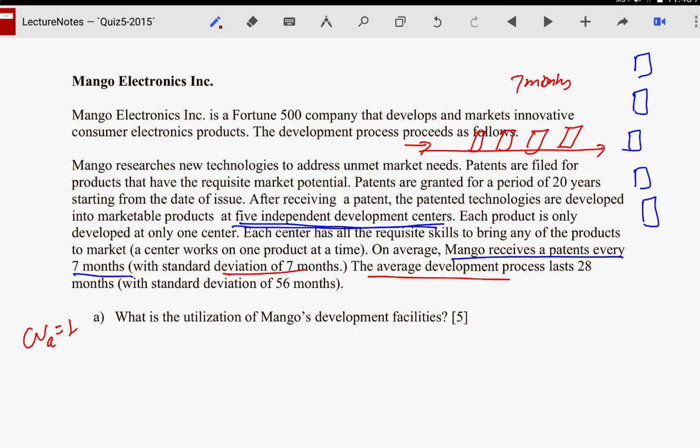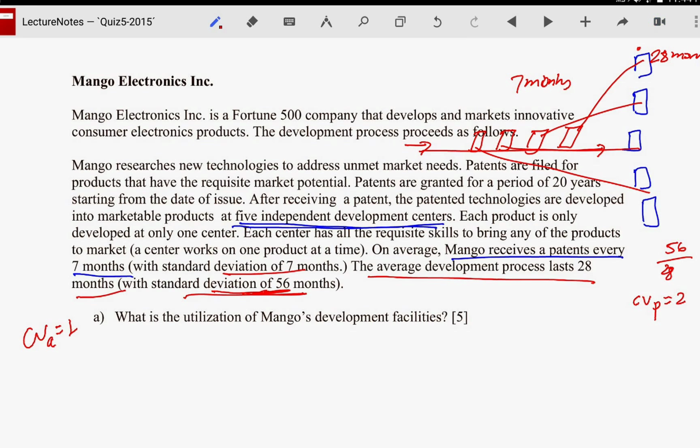Well, it takes 28 months, no matter what. Suppose this server gets this patent, this one gets this one, and so forth. If a patent goes here, it takes 28 months. The processing standard deviation is 56 and the mean is 28, so CVP is 2.